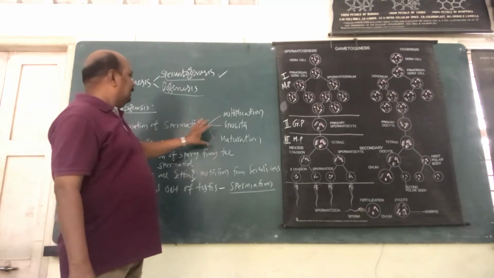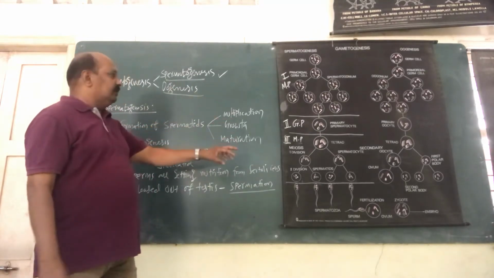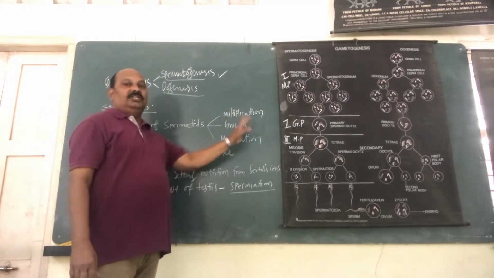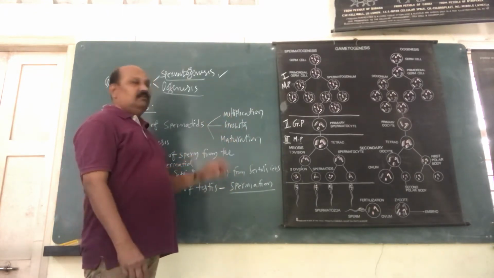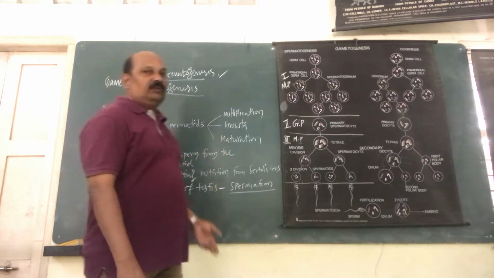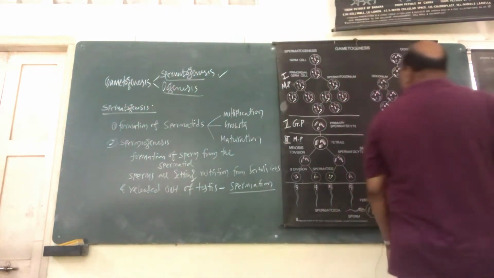Now you see the board. This phase is again divided into three stages. Number one, multiplication. Number two, growth. Number three, maturation. Now let us discuss one by one what is meant by the multiplication phase.